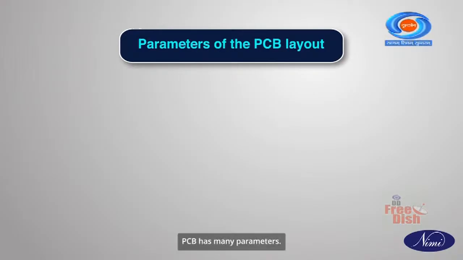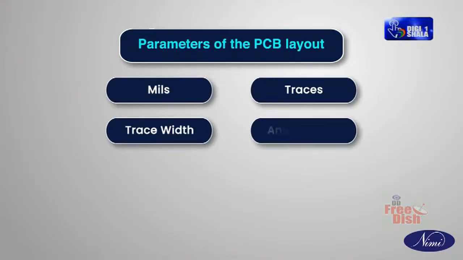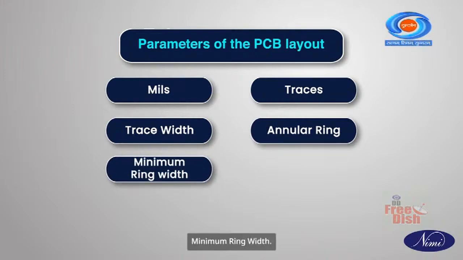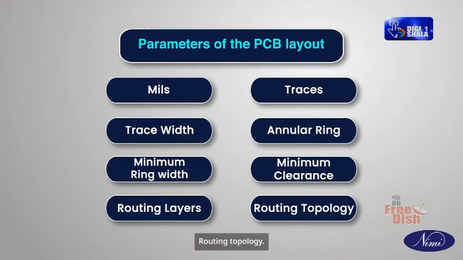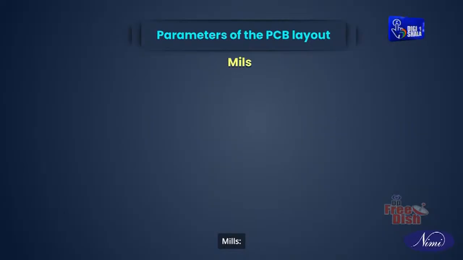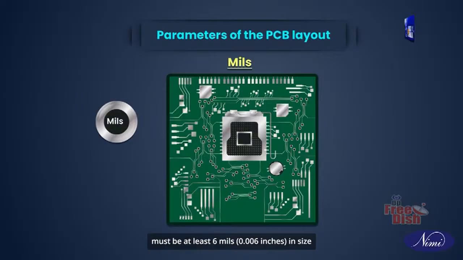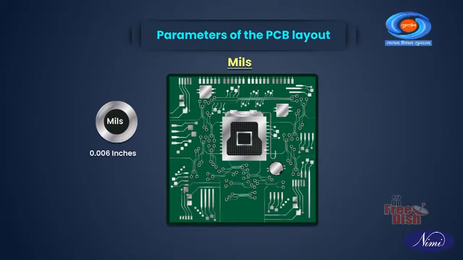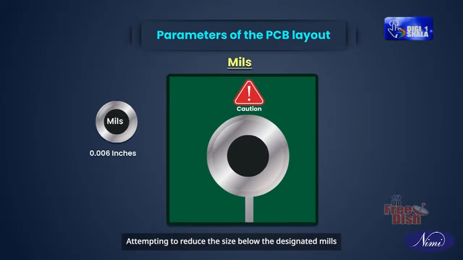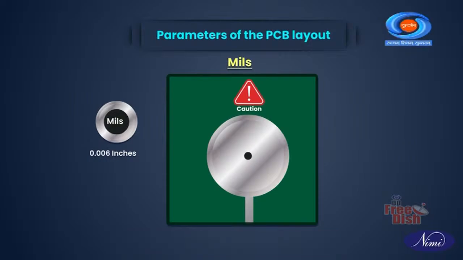PCB has many parameters. They are mils, traces, trace width, annular ring, minimum ring width, minimum clearance, routing layers, and routing topology. Mils. Every feature or detail you design for your PCB must be at least 6 mils or 0.006 inches in size for the PCB fabrication process to produce it reliably. Attempting to reduce the size below the designated mils could lead to mistakes or discrepancies in the final PCB.